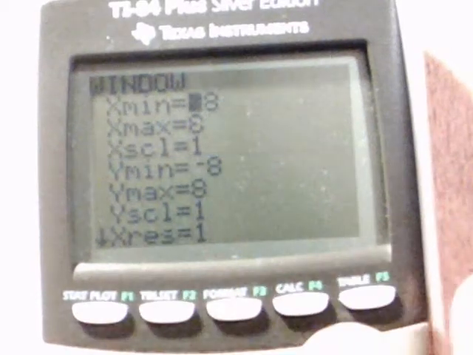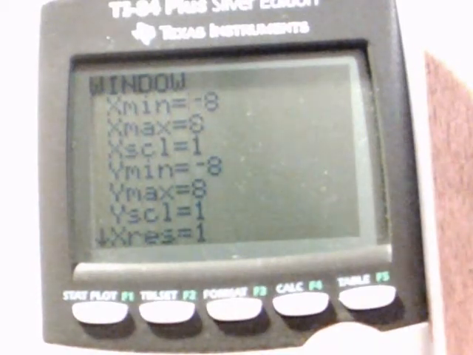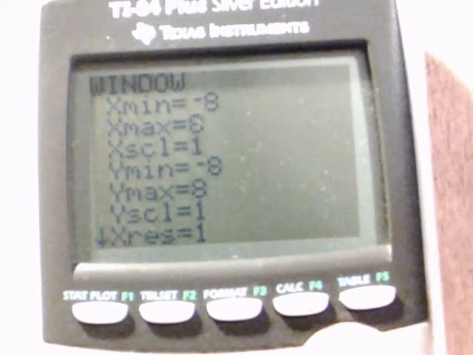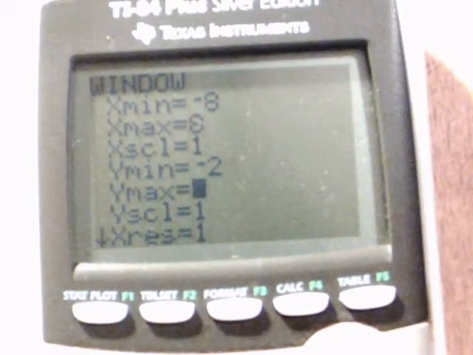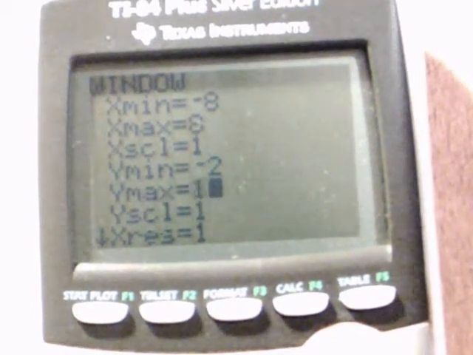And then my window, I'm going to go from minus 8 to 8, which is good. And then the y value, I need a big y value, so I go from minus 20 to, let's say, 50.